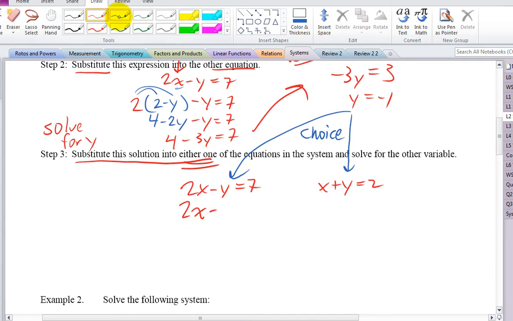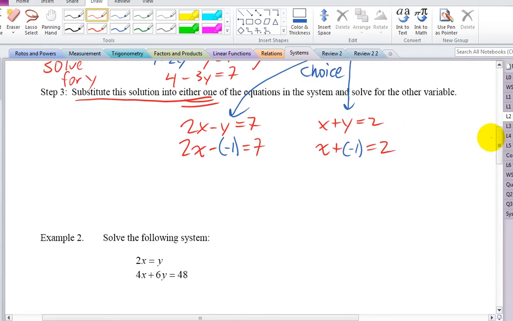So I'm going to get 2x minus, bracket, negative 1. Yes, you should use brackets there. And here we get x plus bracket negative 1 equals 2. Super careful, right? So, solve for x.